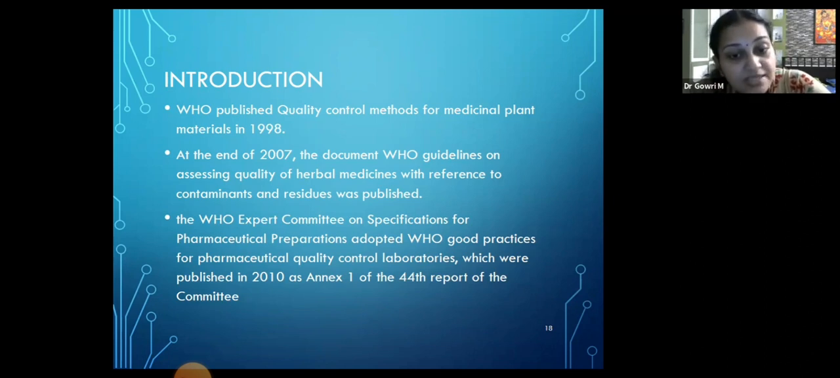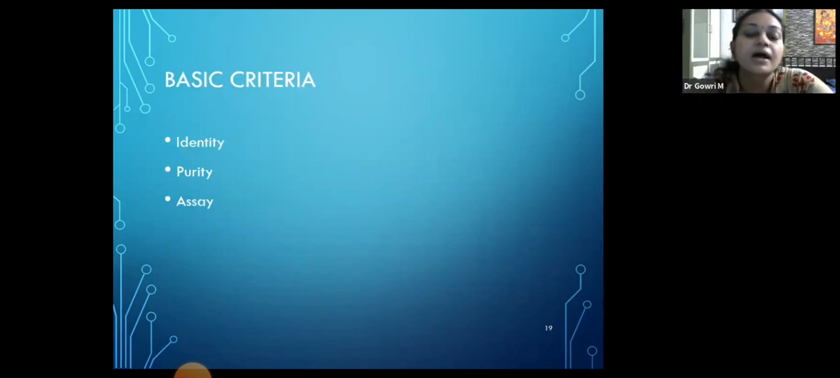And in 2010, as Annex 1 of the 44th report of the committee, the WHO expert committee made specifications for pharmaceutical preparations and adopted it in WHO good practices for pharmaceutical quality control laboratories. So in 2010, it was properly documented for herbal drugs to follow QC parameters during production. And the basic criteria are identity, purity, and assay. You have to check the identity, the purity, and the assay.